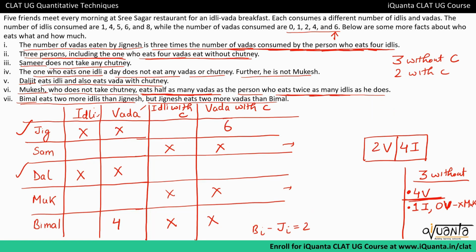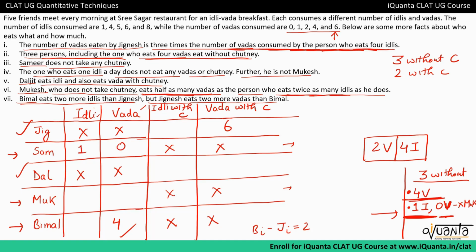Now we had one more clue that the person who was eating 1 idli and 0 vadas was not Mukesh. We have 3 persons who are eating without chutney: Bimal, Mukesh and Sam. We cannot assign 0 vadas to Bimal, so Bimal is not this person. He cannot be Mukesh. So who can be this person with 1 idli, 0 vadas? It can only be Sam. So Sam will be eating 1 idli and 0 vadas.